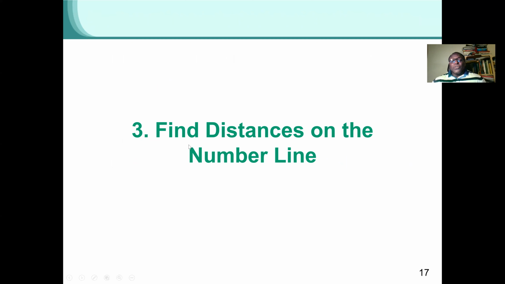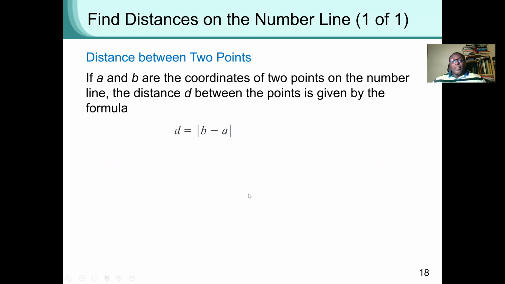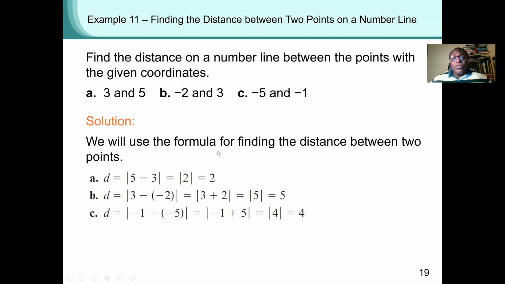And the last section is finding the distance on a number line. Normally we find the difference. So if A and B are the coordinates of 2 points on a number line, the distance D between the points is given by the following formula. You can say D equals B minus A. So this is an example. Find the distance on a number line between the endpoints with given coordinates 3 and 5. It will be 5 minus 3, which will give us 2.